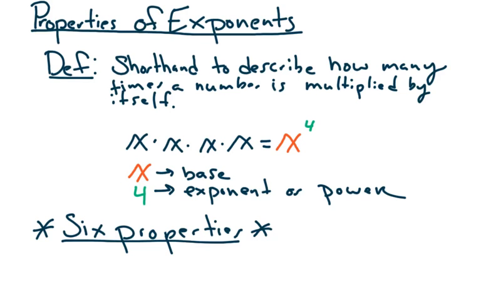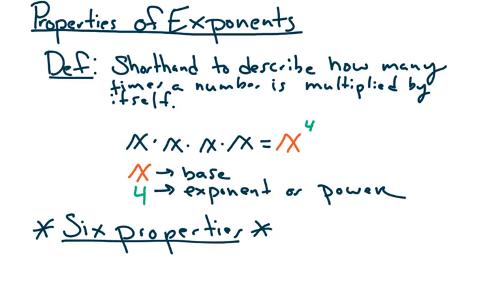X in this instance is called the base. Sometimes you'll hear it referred to as the base. And the number 4 is commonly called the exponent or the power. Okay, you're raising something to that power. This is x raised to the fourth, or x to the fourth power.